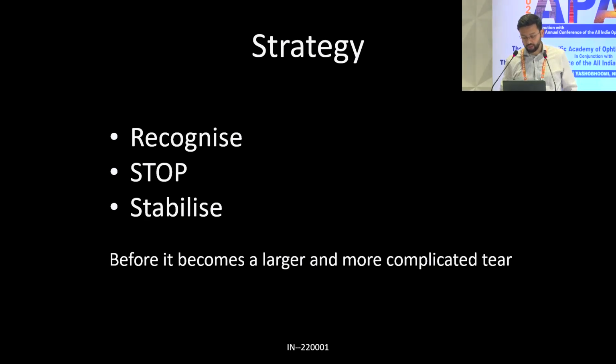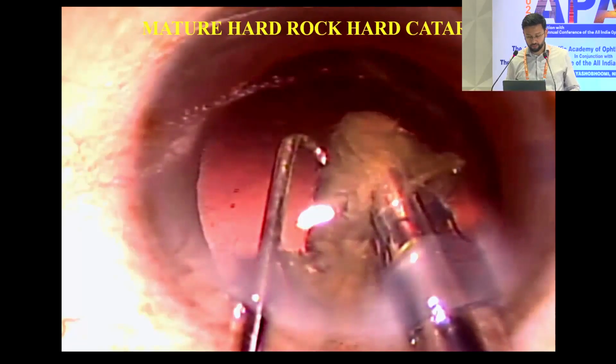These signs can help us recognize that there is a tear earlier, and in such cases we should stop immediately. We should stop aspirating, and the phacoemulsification should also be stopped. We should continue irrigation in such cases and inject visco and form the anterior chamber immediately, and then stabilize the chamber and the tear by various techniques before it becomes larger and causes more complications.